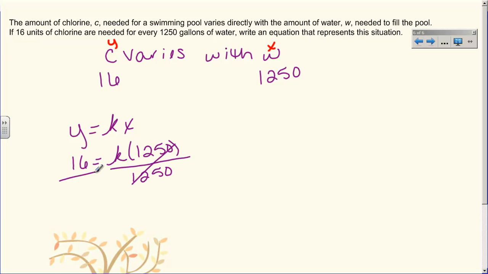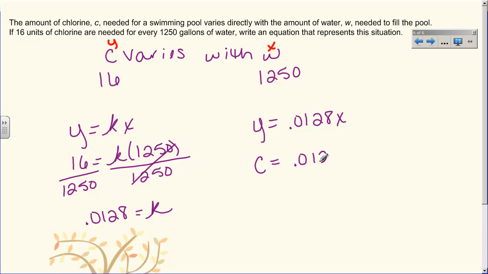And yes, this means I'm going to get a decimal. And I should, because the amount of chlorine you need for water, you don't need a whole bunch per gallon, but here's what you're told. 0.0128 equals k. So your constant of variation is 0.0128. And so your equation for this looks like this. And if we wanted to replace it with the information we're given, chlorine equals 0.0128 times the gallons of water.